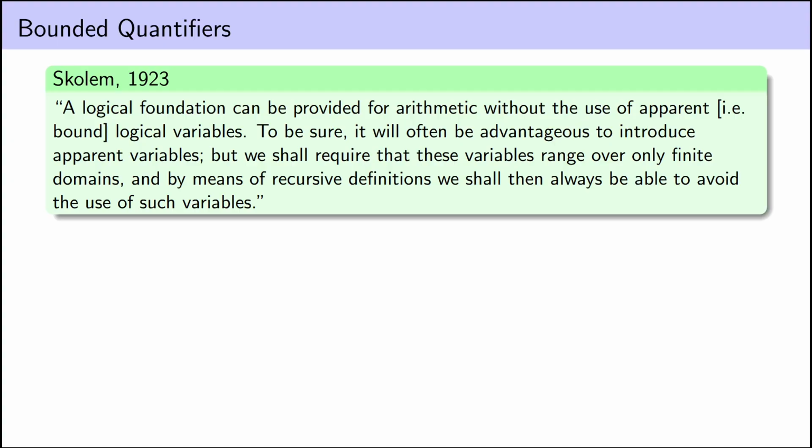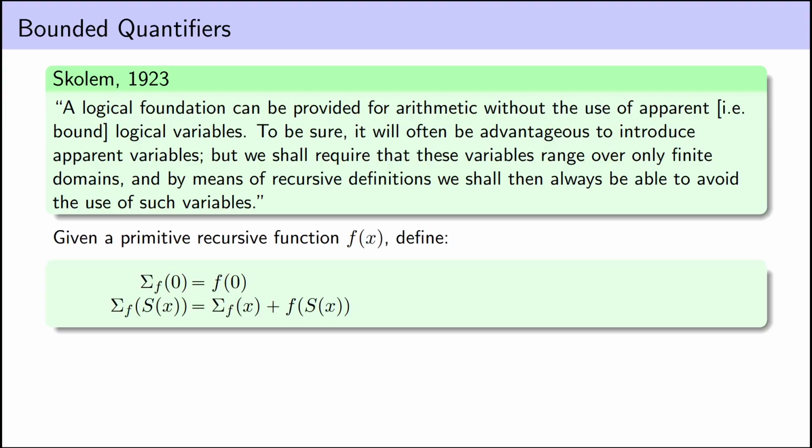To be sure, it will often be advantageous to introduce apparent variables, but we shall require that these variables range over only finite domains, and by means of recursive definitions, we shall then always be able to avoid the use of such variables. So let's do just that, extending from only being allowed universal quantifiers outside our formulas to also allowing bounded quantifiers inside our formulas.